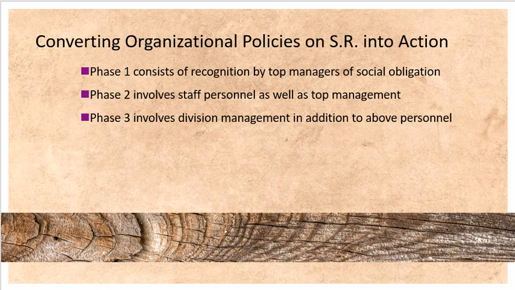So we have the 3 phases. Phase 1 consists of recognition by top managers of the social obligation. Number 2 is to involve the staff personnel as well as the top management. Number 3 is to involve decision management in addition to the above personnel.